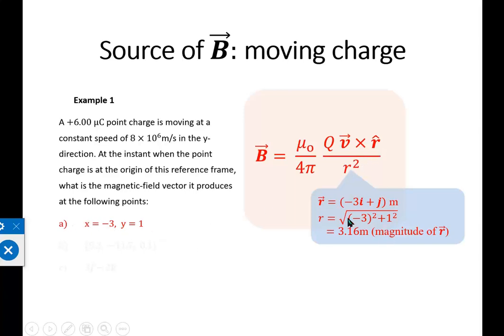Okay. So we can calculate the unit vector from here, or the magnitude of the displacement. So this is the displacement. The magnitude will be this one squared plus this one squared, or under square root.